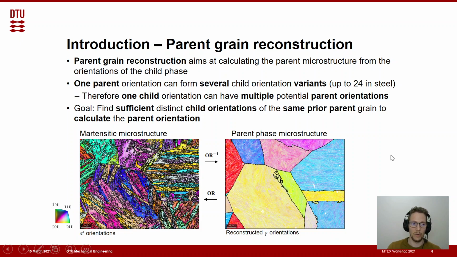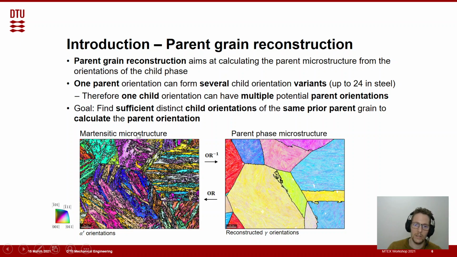What makes this task non-trivial is that one parent orientation can, of course, form several child orientations. We can see this here, that, for example, the yellow grain has formed a lot of different orientations, and these can be up to 24 in steel. And this also means, vice versa, that one child orientation can have multiple potential parent orientations. This is because of the symmetry of the child crystal: for one martensite grain, we can in theory have different parent grains that could have formed it. So just by looking at one grain, we cannot say what the parent orientation is.